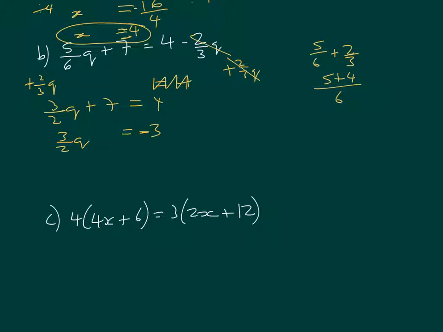And then we need to get rid of this 3/2, so we're going to divide by 3/2, which is the same as multiplying by 2/3. So we're going to do q equals minus 3 times 2 over 3. These cancel to give us 1s, so q is going to be minus 2.